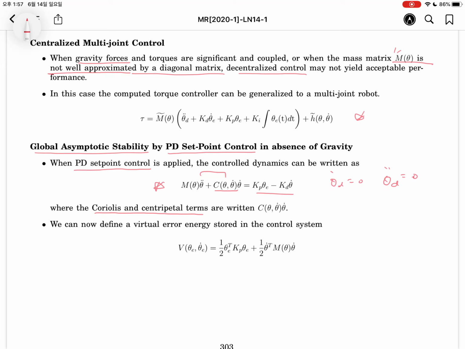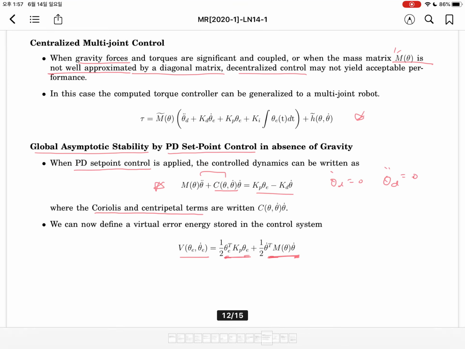Let's assume that the total energy is written by the kinetic energy and potential energy. This is the kinetic energy of the robot system. This is the spring-like potential energy. So we will use this virtual energy. As time progresses, this energy decreases. At that time, the robot will lose energy, so the robot system will be stable. That's the concept of this Lyapunov function.